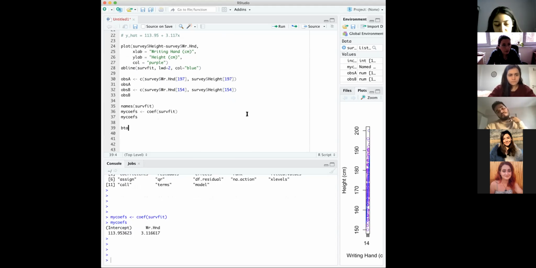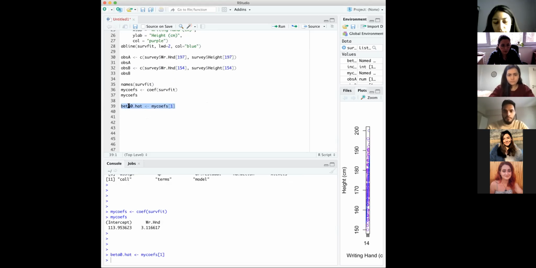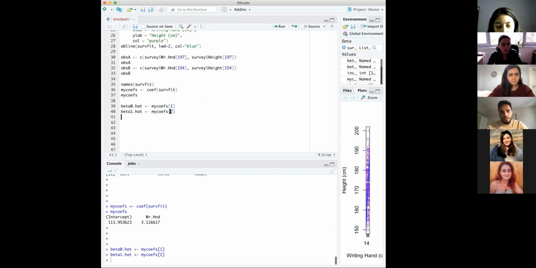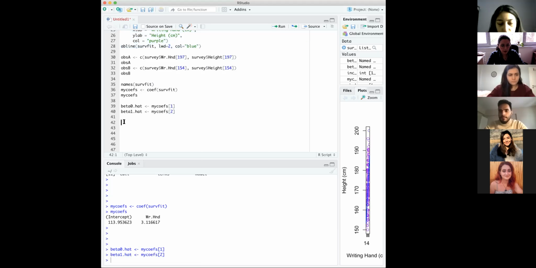Let's say my beta 0 dot hat equals my coefficient, first one, and beta 0, and I want to get beta 1 and save it to an object, let's say beta 1 hat, and the second one is my slope, okay, beta 2. And now I can use these two guys and just add some segments to draw the vertical dashed line in my plot. So let's get your plot again. Here is my plot. I'm going to use that guy.